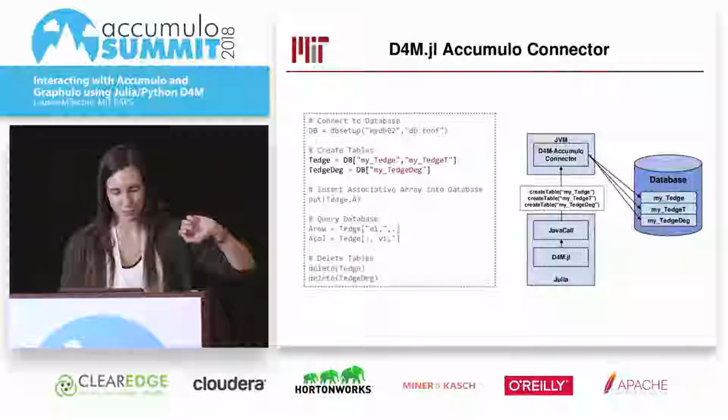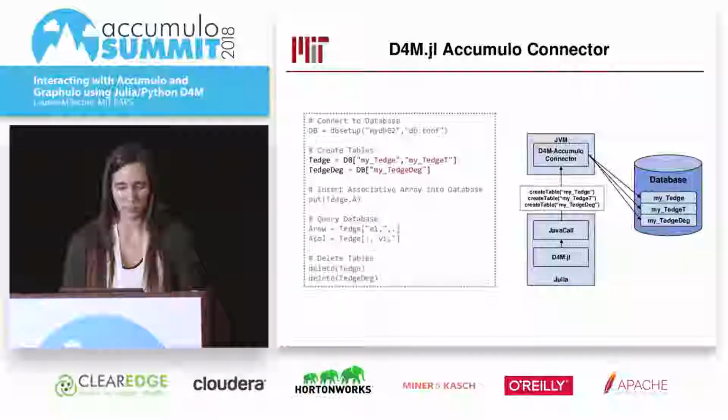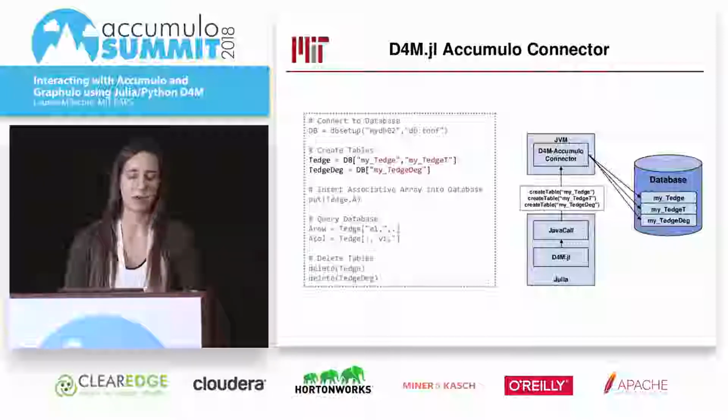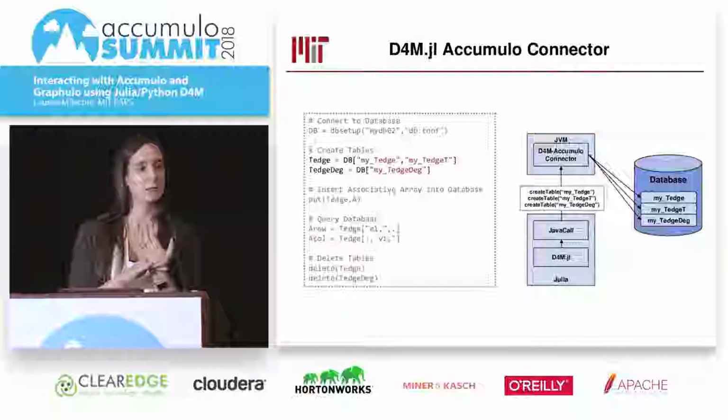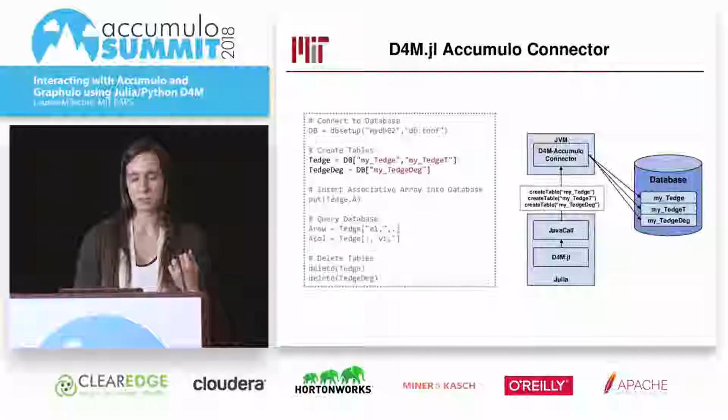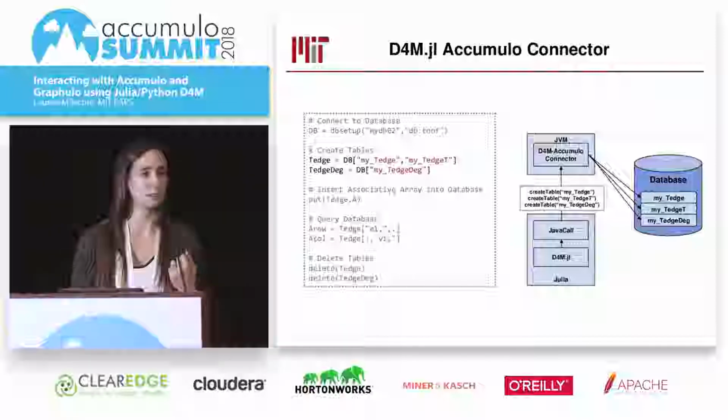One thing I want to point out is we support table pairs. So often you'll have, say if you're representing a graph, an edge table, and then you want to also store the transpose, and that allows you to do quick column queries as well. So when you create a database table pair, the D4M package will automatically create two separate tables in your Accumulo. Okay.